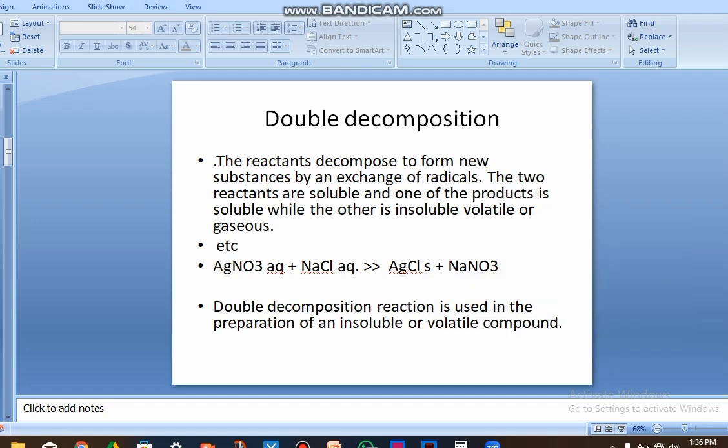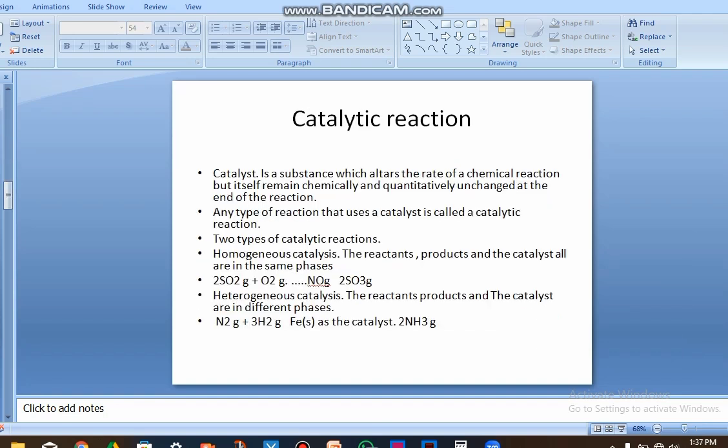Okay, so let's continue. Let's talk about this one. Catalytic reaction. Let's read it. Catalyst. Let's first of all know the meaning of catalyst. A catalyst is a substance which alters the rate of a chemical reaction but itself remains chemically and quantitatively unchanged at the end of the reaction.